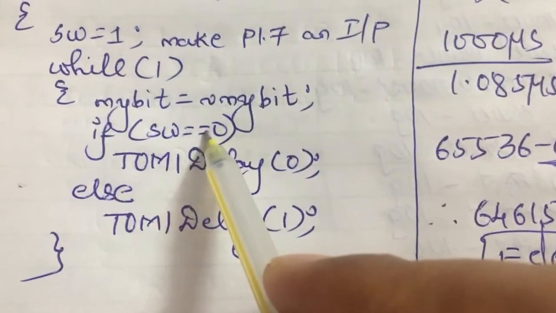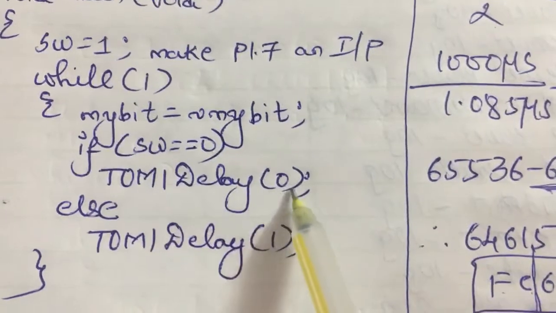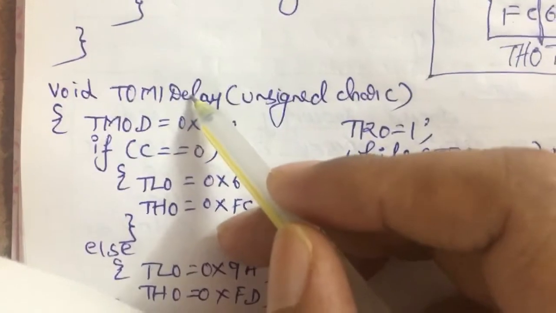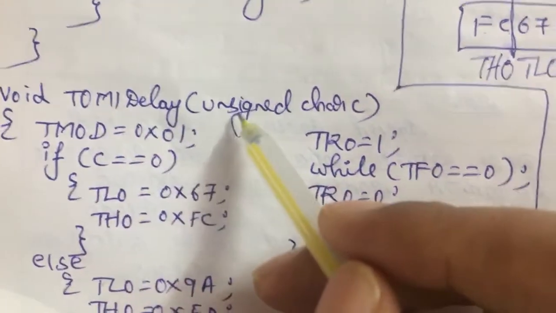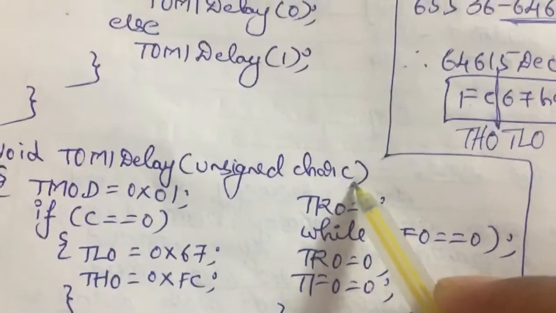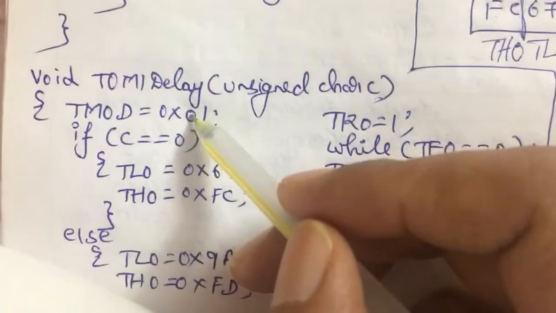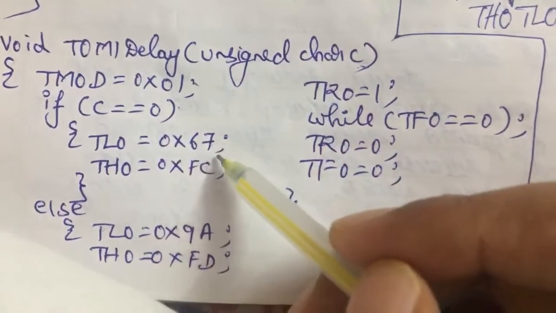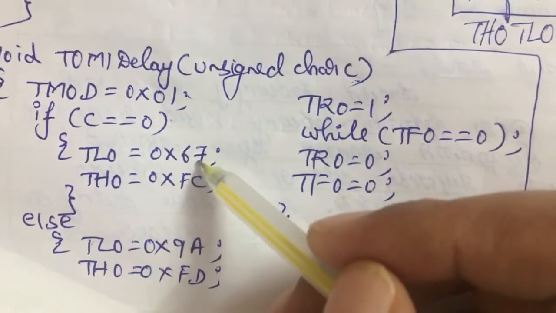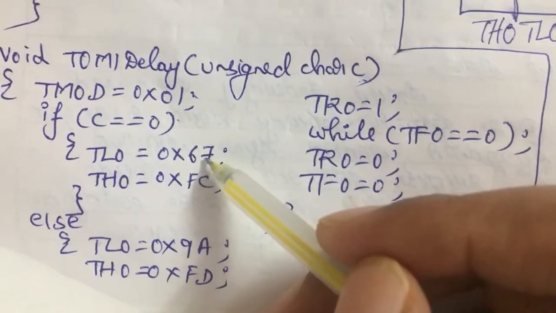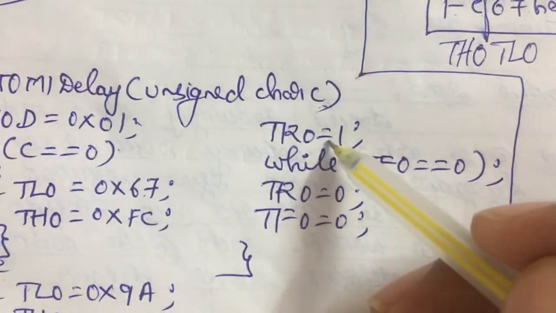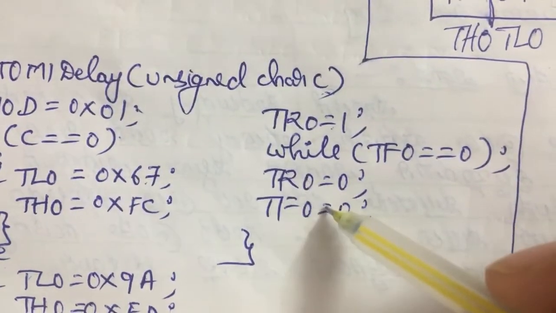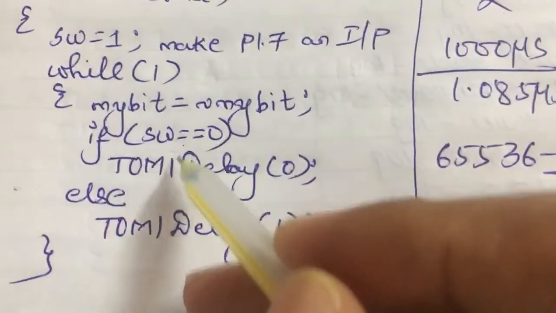If the switch is equal to 0, T0M1 delay of 0 is called. So void T0M1 delay, unsigned char C. The value of C is equal to 0, right? The TMOD value is to be given here. If C is equal to 0, then this particular value is executed, that is with respect to 500 Hertz. Then it goes with TR0 equal to 1, checks for TF0, shuts down TR0 and TF0, and comes back to the else.